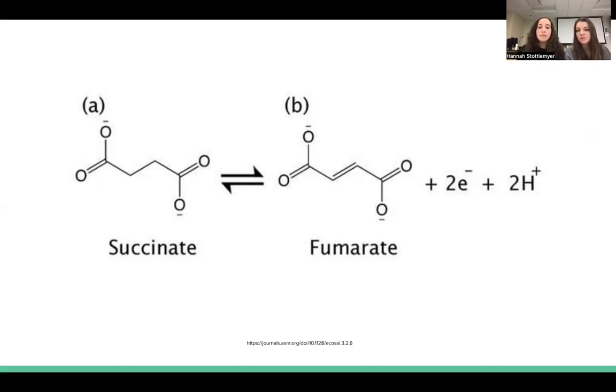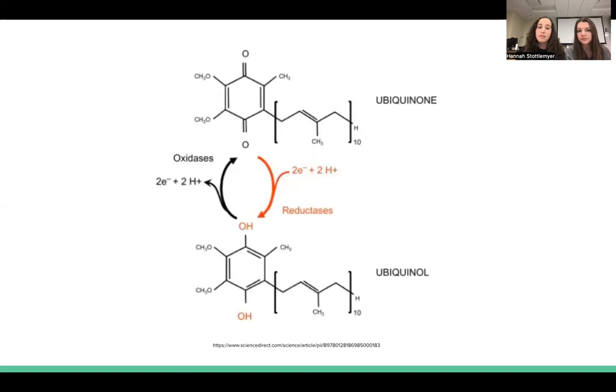And so as with any oxidation reaction, we have both the loss of those H+ atoms, which are given to FAD, and also the loss of electrons. And so those 2 electrons that are lost in the reaction will then be used to reduce ubiquinone.